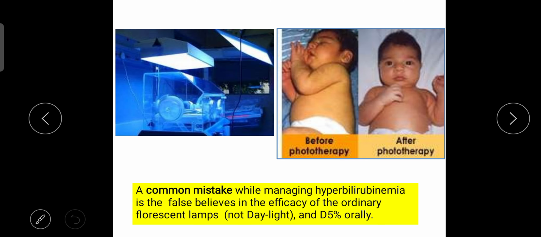A common mistake while managing hyperbilirubinemia is the false belief in the efficiency of the ordinary fluorescent lamp, daylight, and D5% orally. You can see how the baby looks before phototherapy and after phototherapy.